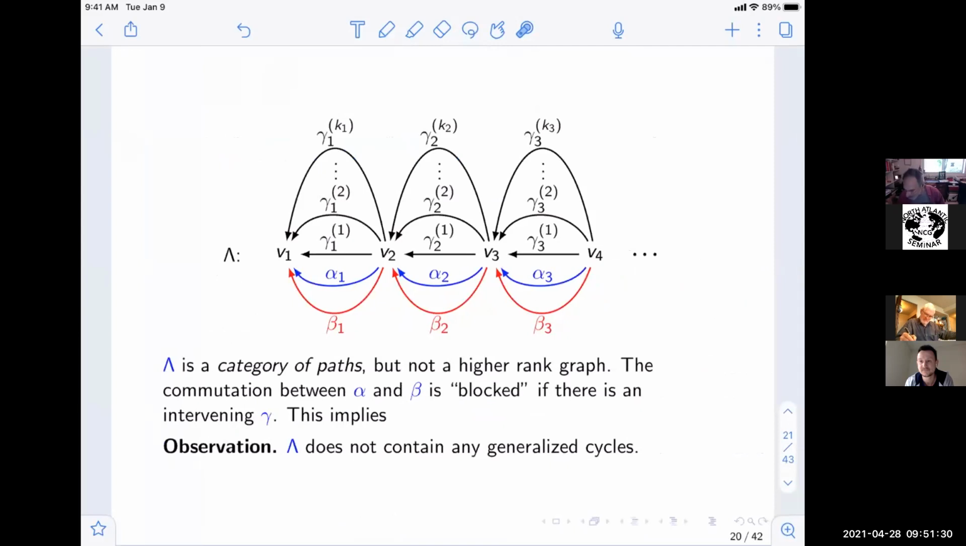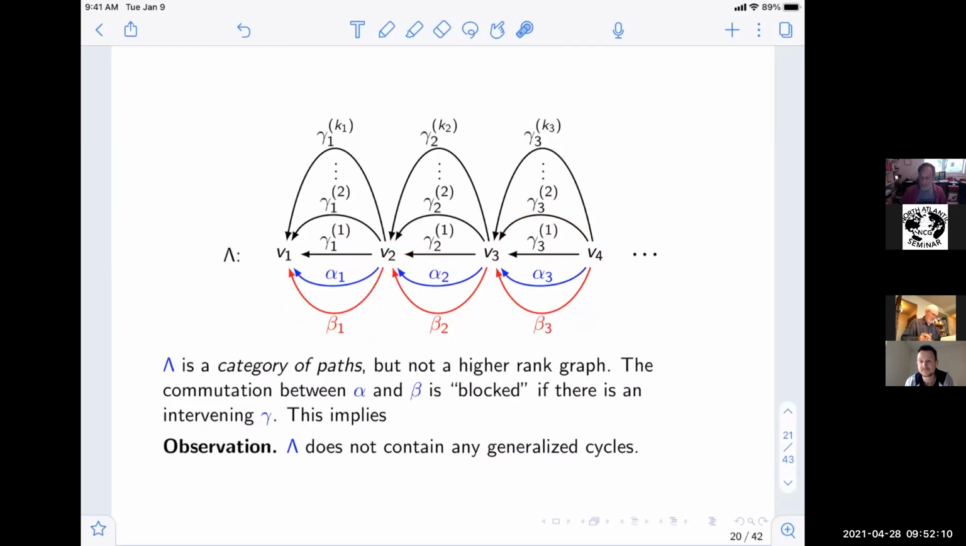So here I've reverted to the coloring of edges in the 2 graph. But you should realize this is not a higher rank graph, right? There's no commutation between anything involving a gamma. So there's no identifications of edges, paths that involve gammas in them. So the idea is that, say, any combination of alpha 1, alpha 2, beta 1, beta 2, if we follow it with gamma 3, it's blocked from whatever comes afterwards.